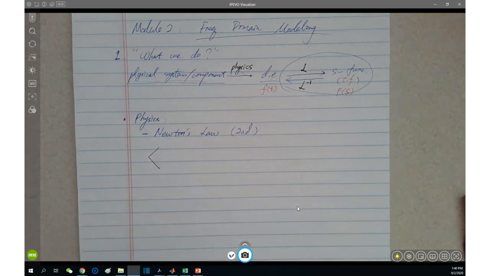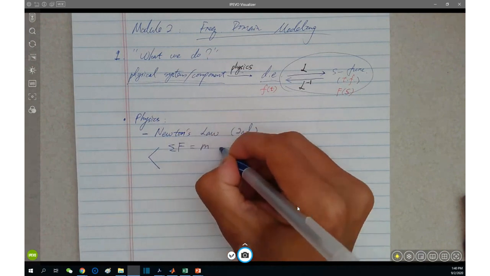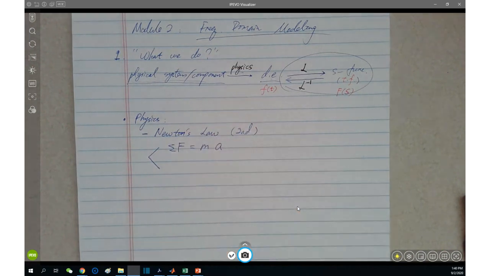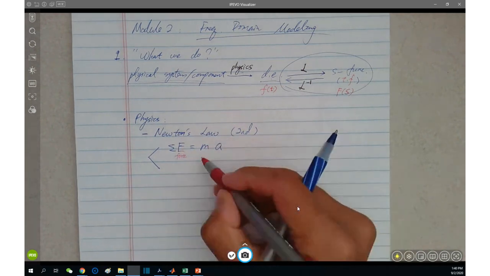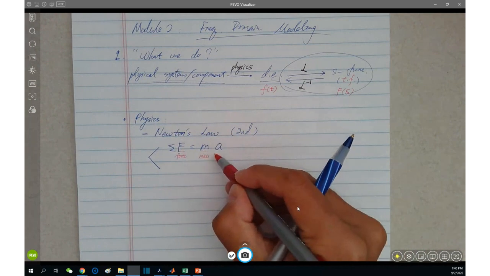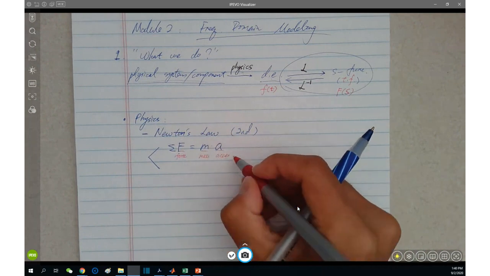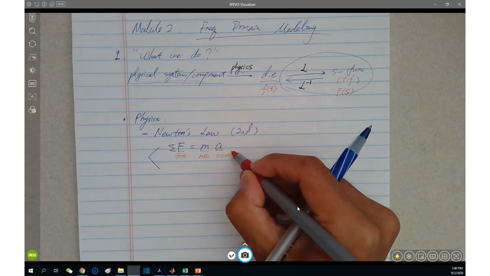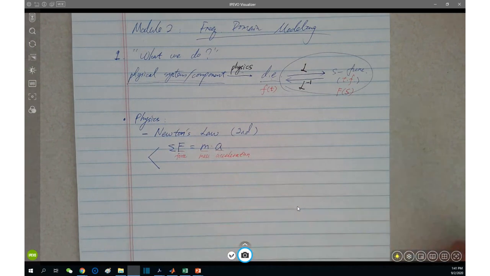The first one is this. Net force equals mass times acceleration. Sorry about the rusty spelling, but this is what I got.